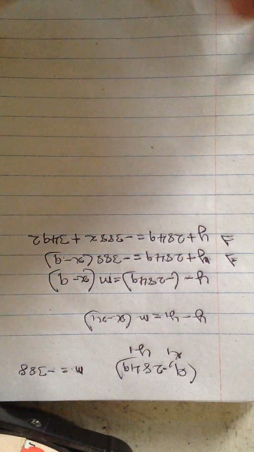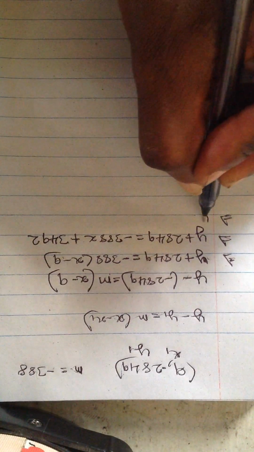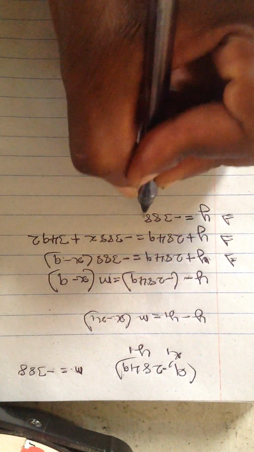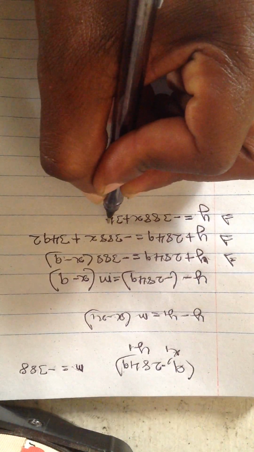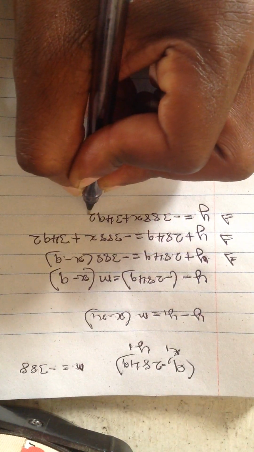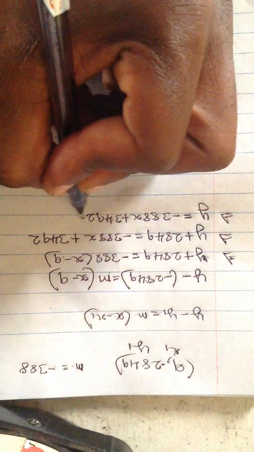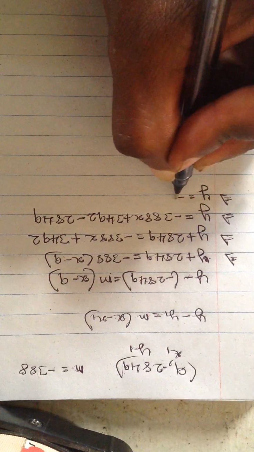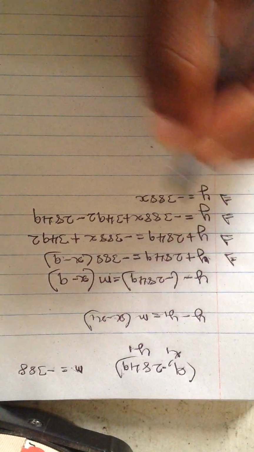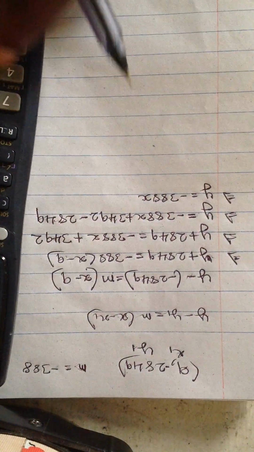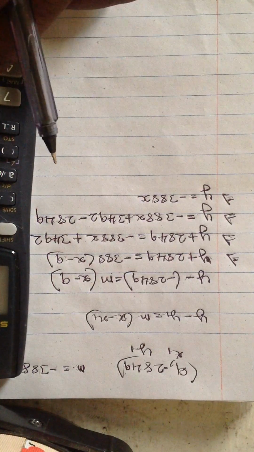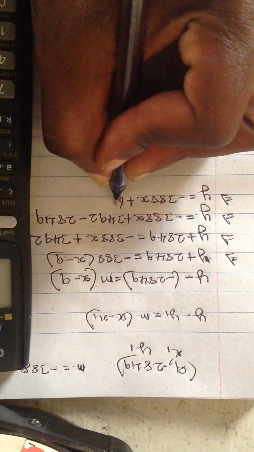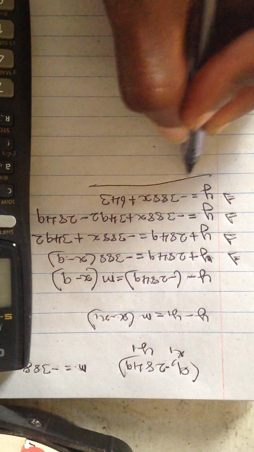3492. So when you reach this stage, you try by all means to collect like terms. This is the equation. y is equal to negative 388x plus 3492 minus, this one is positive, when it comes to this side it becomes minus 2849. So we're going to have y equals to negative 388x. Now, what is 3492 minus 2849? We're having plus 643. So this one becomes our equation of what?